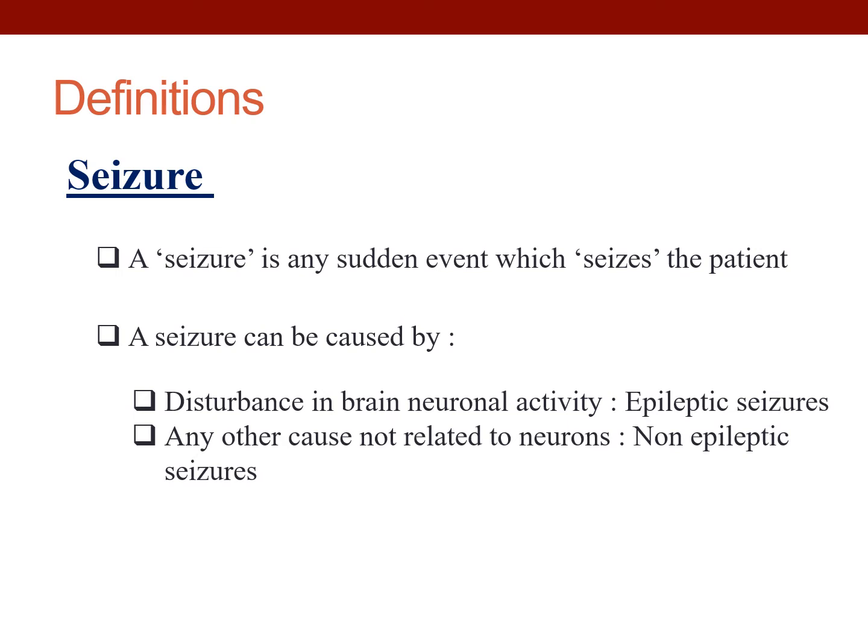Any seizure can be caused by a disturbance in the brain neuronal activity. This is what's called an epileptic seizure. Or it may be caused by a lot of other mechanisms. So for example, you can have low blood sugar and that will cause you a seizure. You can have high blood pressure or low blood pressure, and that can again cause you a seizure. The main difference is that if the reason for the seizure is abnormal neuronal activity, this is called an epileptic seizure. If it is any other reason, then this is just simply called a seizure.